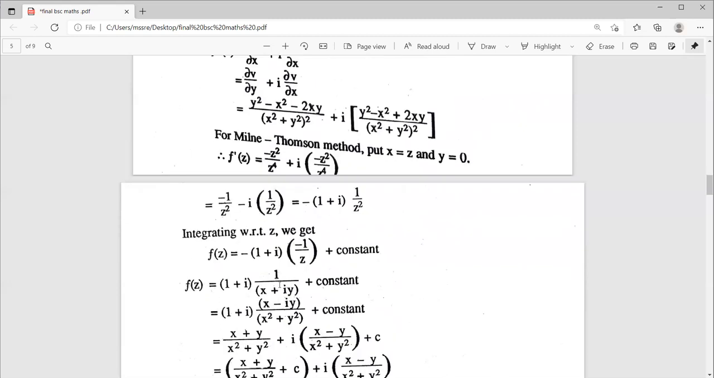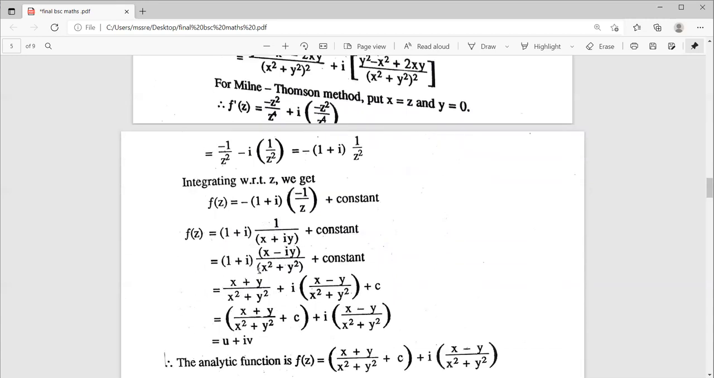But what is our z? Z is x plus iy. So 1 plus i into 1 by x plus iy, because minus of minus becomes plus here, plus constant. Further, the denominator has x plus iy. For us to separate into real and imaginary parts, i can come in the numerator only if we multiply by the conjugate. So we have to remove i from the denominator, the x plus iy term. How to do it? Multiply by the conjugate. What is the conjugate of x plus iy? x minus iy. Therefore, you have to multiply both the numerator and denominator by x minus iy.